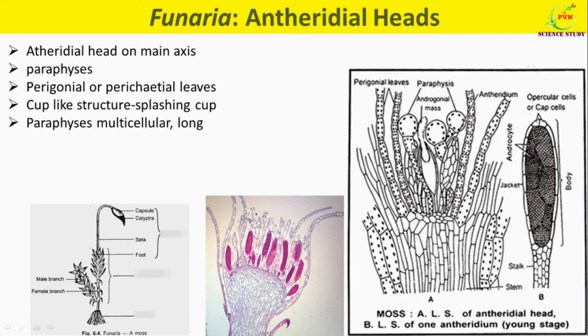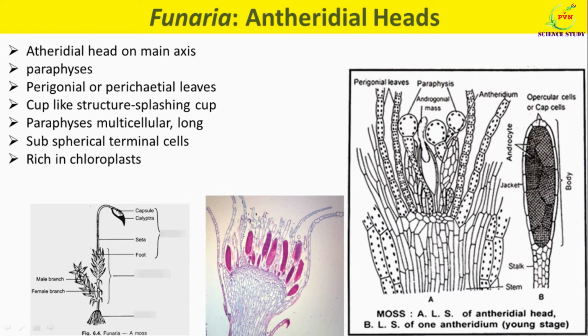As you can see here, the paraphyses are multicellular, long sterile hair-like filamentous structures. Each paraphysis consists of a single row of 4 to 6 cells in height with a subspherical terminal cell. So this is the terminal cell of the paraphysis, which is subspherical in shape. These terminal cells meet over the antheridia.